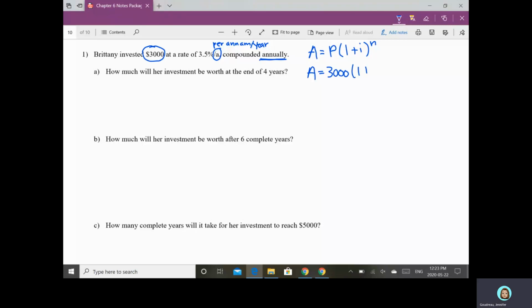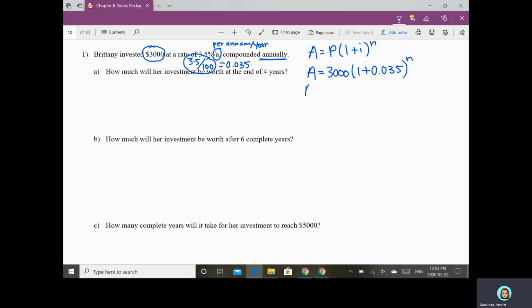We have 1 plus i. So i is going to come from our annual interest rate because it's compounded annually. What we have to be careful with, though, is we need to take that percentage and change it into a decimal by dividing it by 100. So you will have to do that, which gives us 0.035. And then our power of n, we don't know right now. We're going to leave that as our exponent.